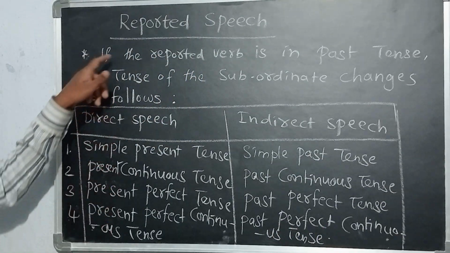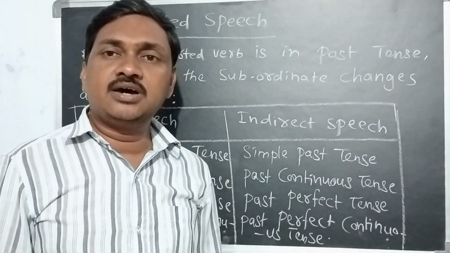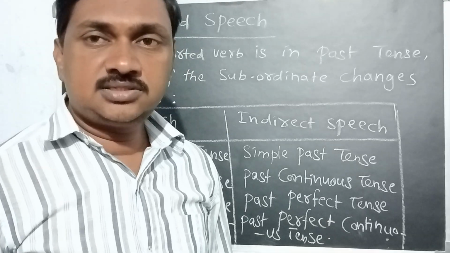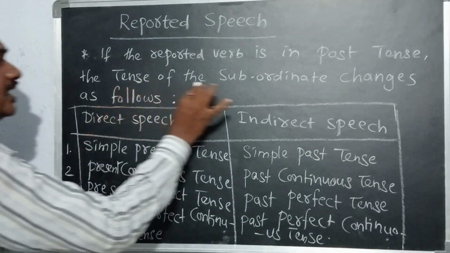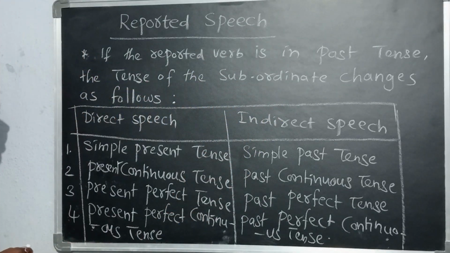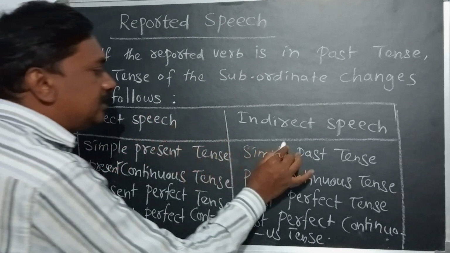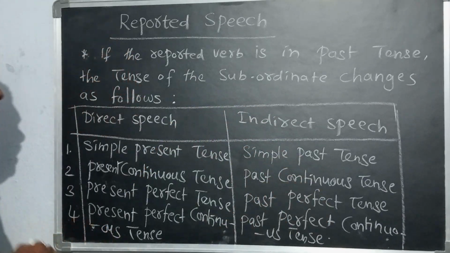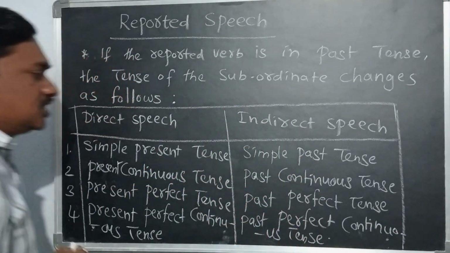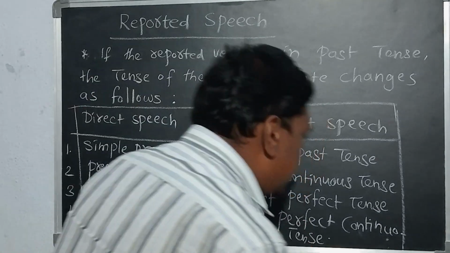If the reported verb is in the past tense, what is the reported verb? The reported verb means the verb which is in the main clause. So if the reported verb is in past tense, the tense of the subordinate clause changes as follows. Simple present tense changes to simple past tense. Present continuous changes to past continuous. Present perfect changes to past perfect. Present perfect continuous changes to past perfect continuous.